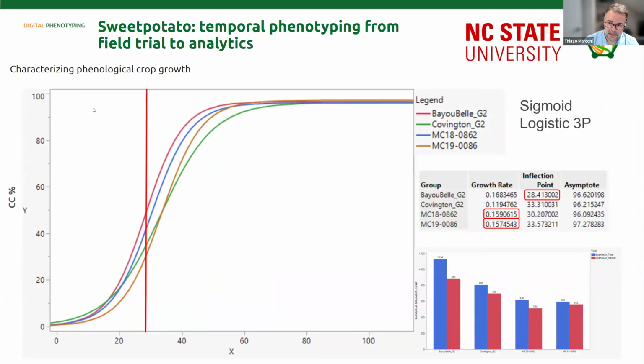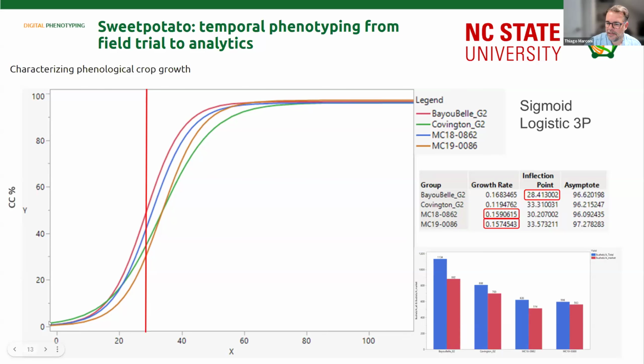Another very important thing here was to characterize how those new varieties were growing, right? There are 2 very well-known varieties here in North Carolina. One is Covington and the other one is Bay Bell. Covington is a very important variety for North Carolina state, and most people here know very well how Covington grows. They know that Covington is a very slow growing plant, but it yields really well, right?